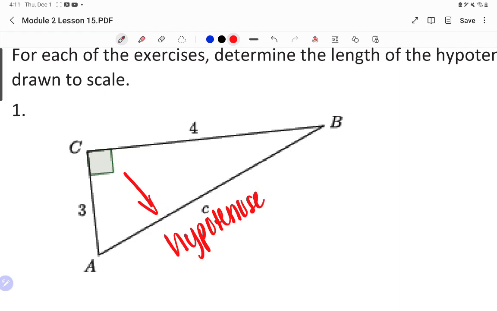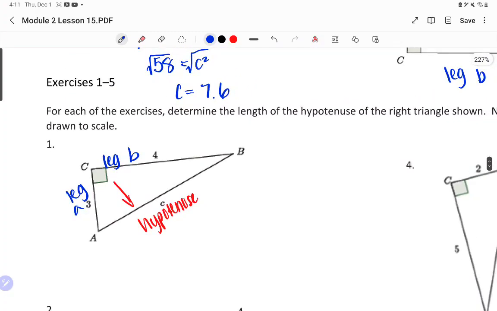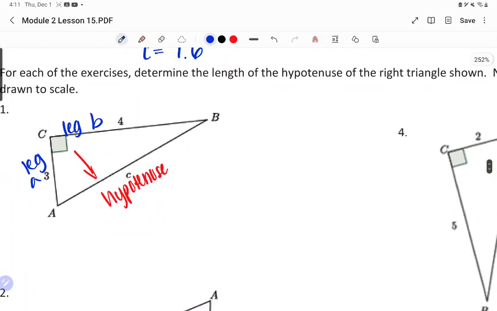And we still know that the legs are attached onto that right angle right there. Okay, so then we're going to call this leg A, and we're going to call this right here leg B, and we're looking for c squared, remember? All right, so we have a squared plus b squared equals c squared.